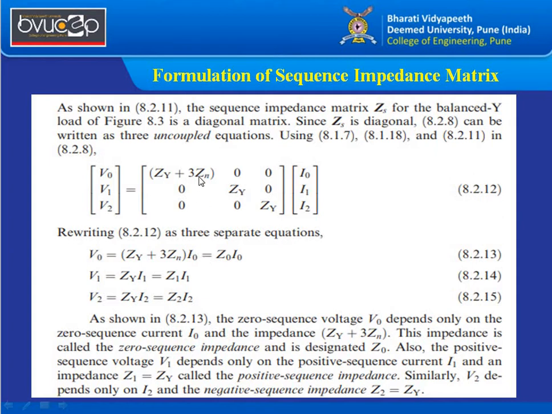Now when we multiply this equation with this particular matrix, we get three separate equations. V0 equals (Zy plus 3Zn) into I0, that is Z0 I0. V1 will be Z1 I1, V2 will be Z2 I2. Note down these V0, V1 and V2 represent zero sequence, positive sequence, and negative sequence quantities respectively. So that is what we get: the zero sequence impedance, positive sequence impedance, and negative sequence impedance respectively. So that is very important.